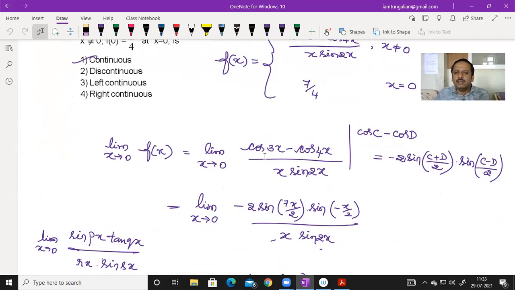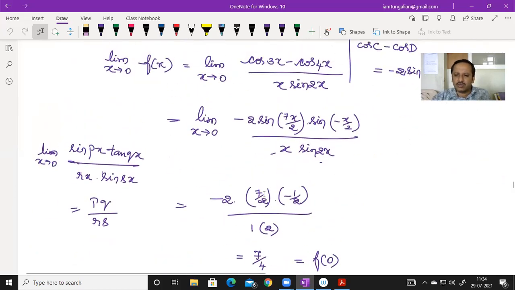Okay. So for cos 3x minus cos 4x, I have used the cos c minus cos d formula. Cos c minus cos d is equal to minus 2 sin (c plus d) by 2 into sin (c minus d) by 2. C plus d by 2: 3x plus 4x, 7x by 2. Then sin (c minus d) by 2: 3x minus 4x, that is minus x by 2. Divided by x sin 2x.